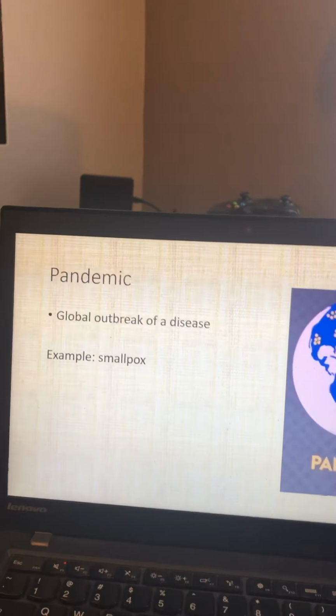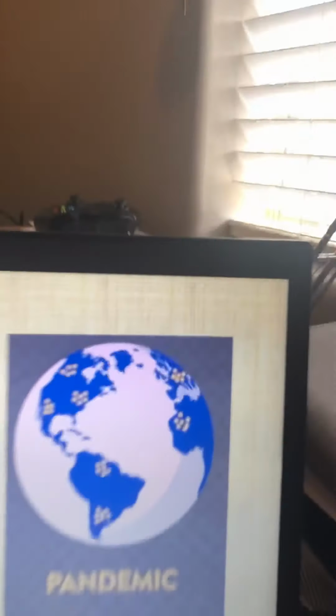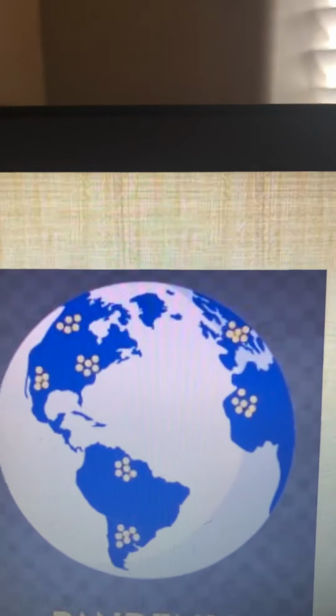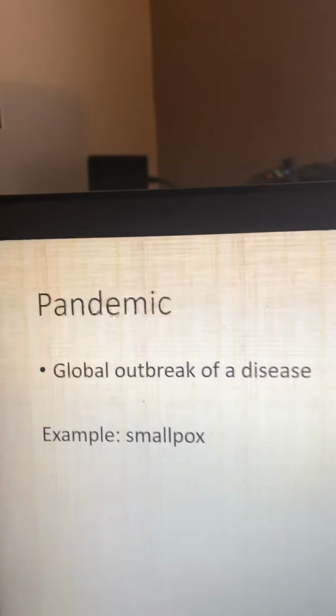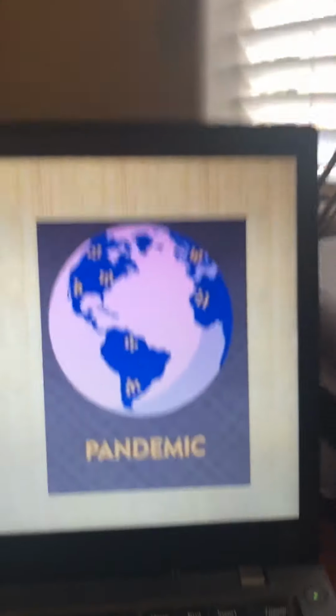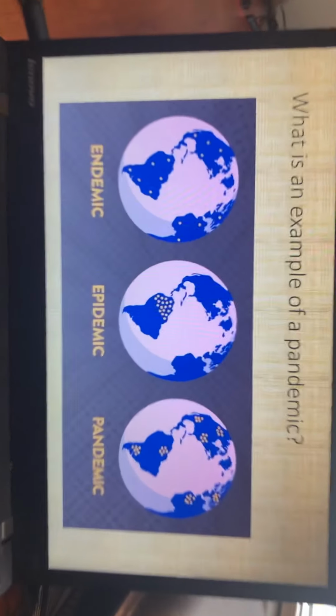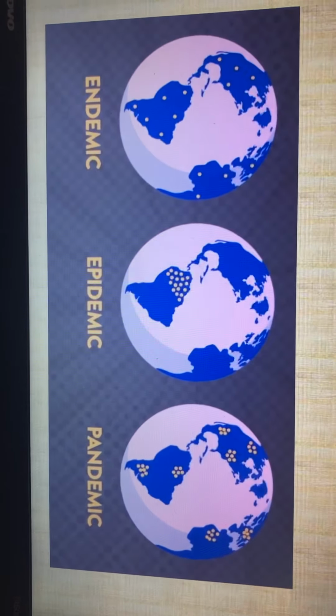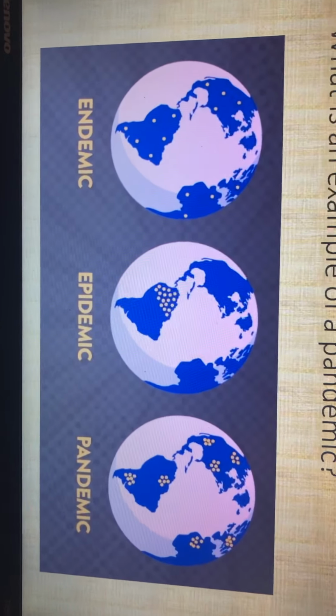And then lastly is a pandemic, which is finally a global outbreak of a disease. So an example of this would be like smallpox that happened throughout the entire world. And so here's kind of a full showing of all of them to better understand the different examples.